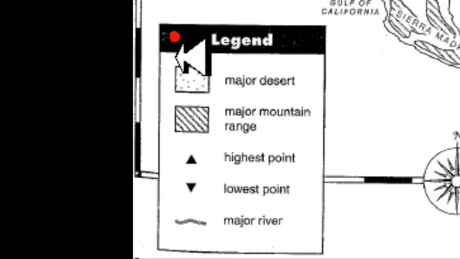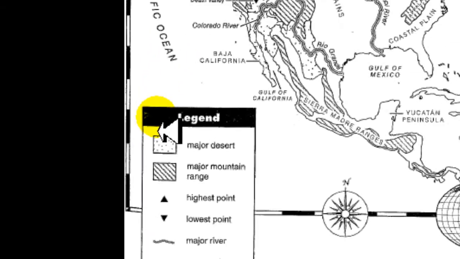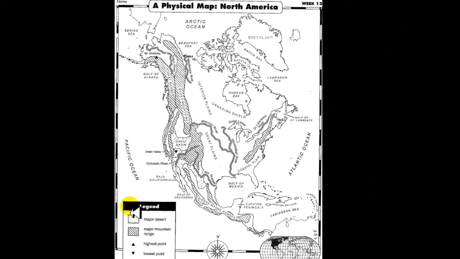Second place I always look is over here at the legend, and it tells me what the major deserts look like, what the major mountain range symbol is going to be, the highest point symbol, and those types of things. So when I look at a map, I always look at those two things first, the title and the legend, and it'll help me out.